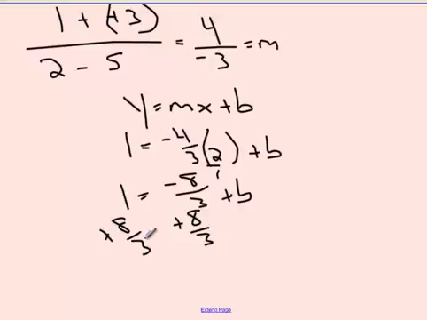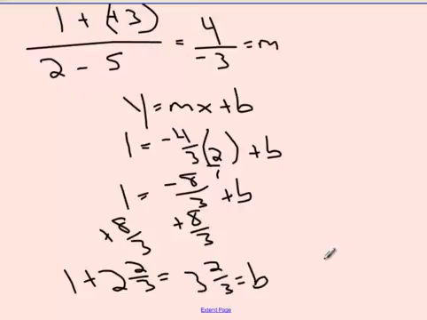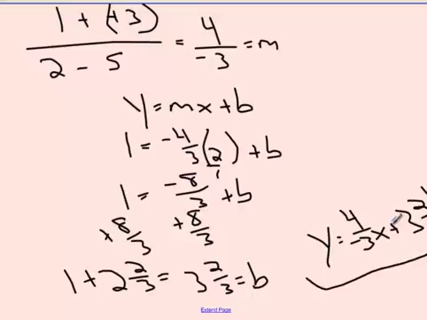But this looks a little bit funny, so let's say that this is 1 plus 2 and 2/3. Okay, so that's going to give us 3 and 2/3, which is b. So we can say y equals 4 over negative 3x plus 3 and 2/3. That's our final equation. Even though we had to deal with fractions, we can get through this.